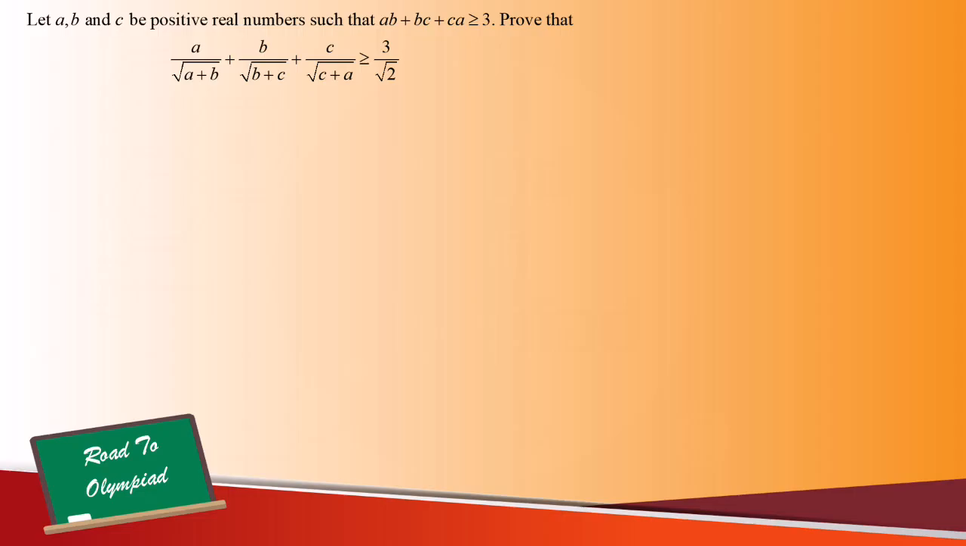Welcome to RTO. Consider the following problem. Let a, b, c be positive real numbers such that ab plus bc plus ca is greater than or equal to 3. Prove that a over square root of a plus b, plus b over square root of b plus c, plus c over square root of c plus a is greater than or equal to 3 over square root of 2. We'll usually use some famous inequality in order to prove some problems involving inequality.